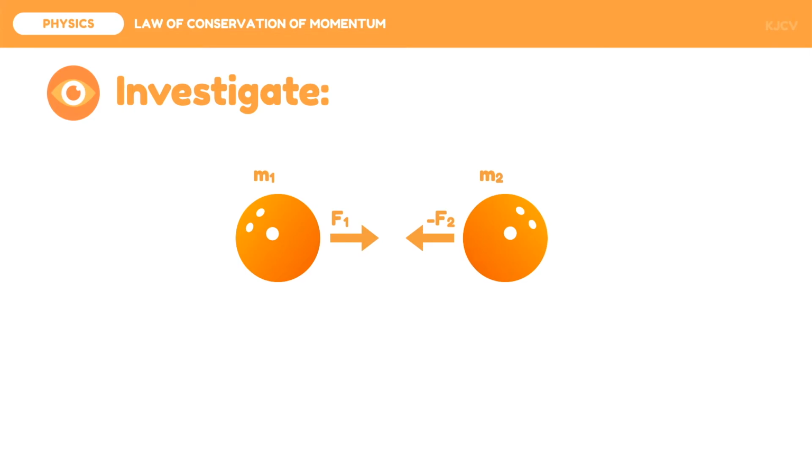The forces exerted by the balls onto each other allowed them to move with final velocities of v sub 1 and v sub 2 respectively. We now know from our previous discussion that the product of an object's mass and velocity is its momentum. This gave the two balls a final momentum of p sub 1f and p sub 2f respectively.